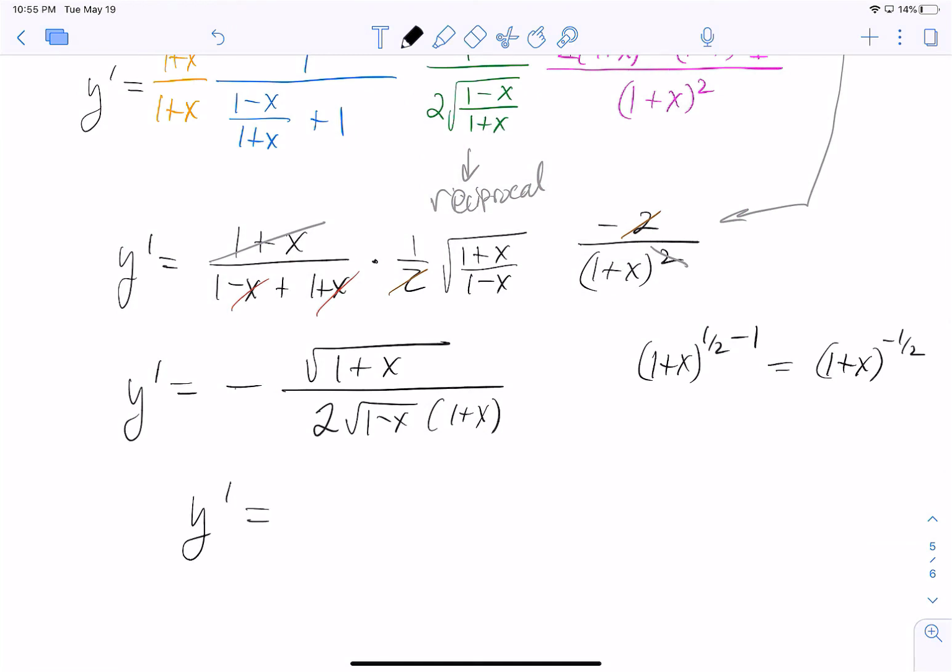Folks, our final answer is y prime is equal to negative 1 over 2 times the square root of (1 minus x squared). That 1 minus x squared comes from multiplying the square root of 1 minus x by the square root of 1 plus x.